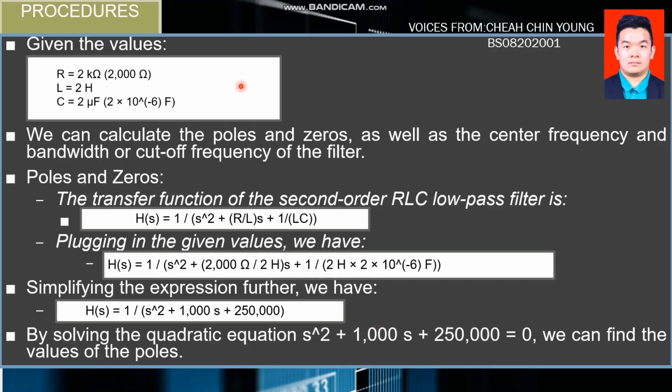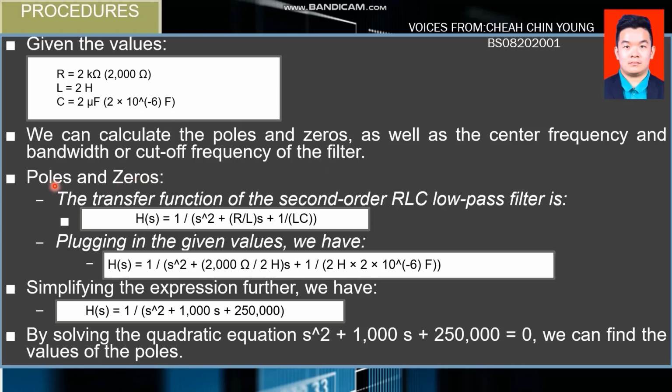Next, we will calculate how to find the poles and zeros. Given the values previously, resistor equal to 2 kilo ohm, L equal to 2 Henry, and capacitor equal to 2 microfarad, we can calculate the poles and zeros. As well, we can calculate together the center frequency and the bandwidth of the cutoff frequency of the filter.